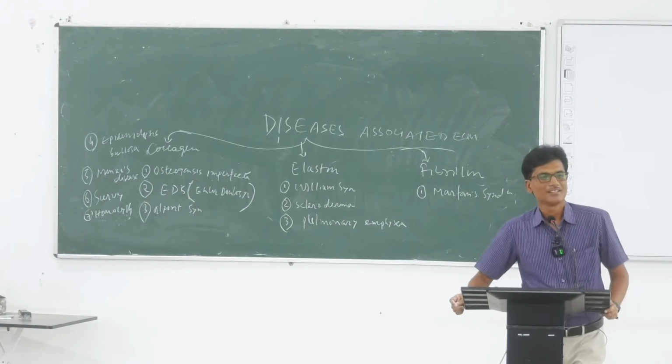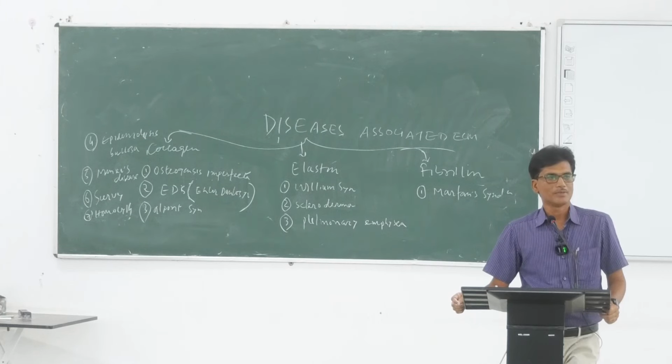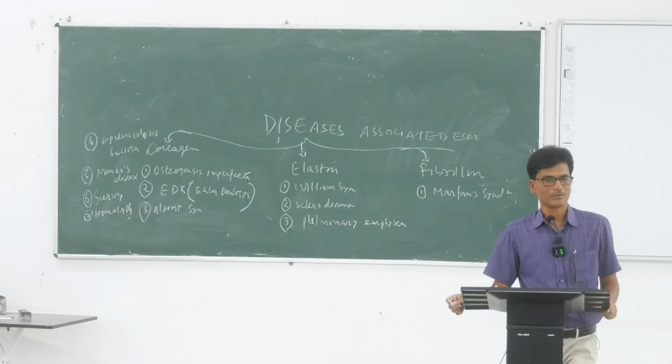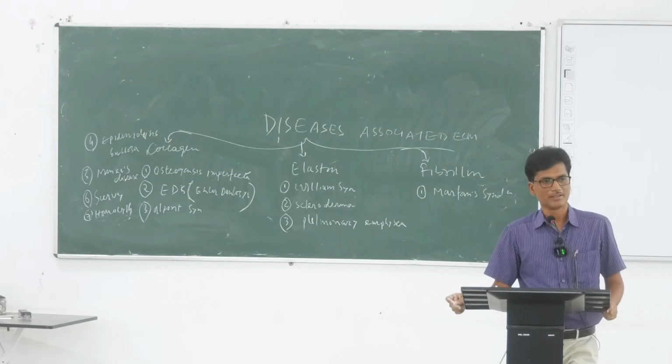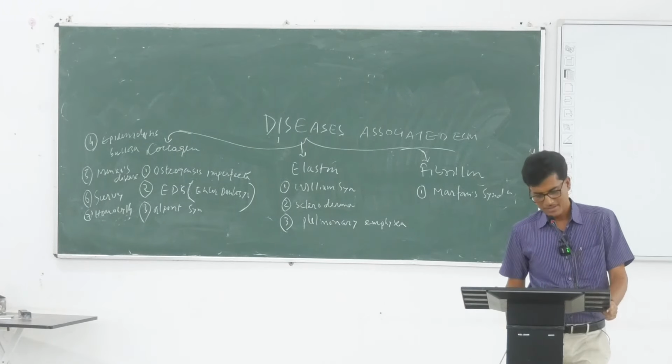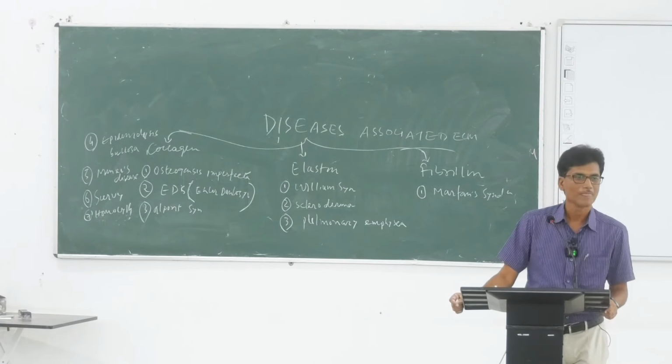Menkes disease, due to deficiency of copper, there is defective enzymatic function of lysyl oxidase that causes defective cross-linking of the collagen fibers that leads to weakness of the collagen. Okay. Next, scurvy. What is scurvy?